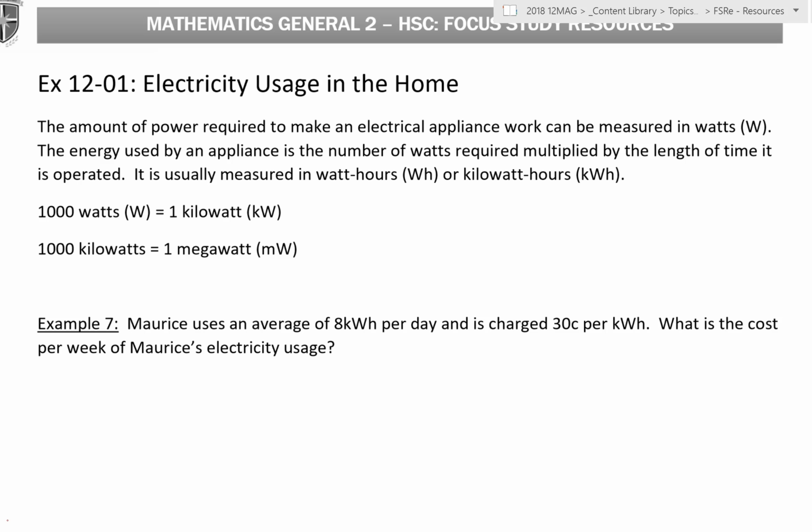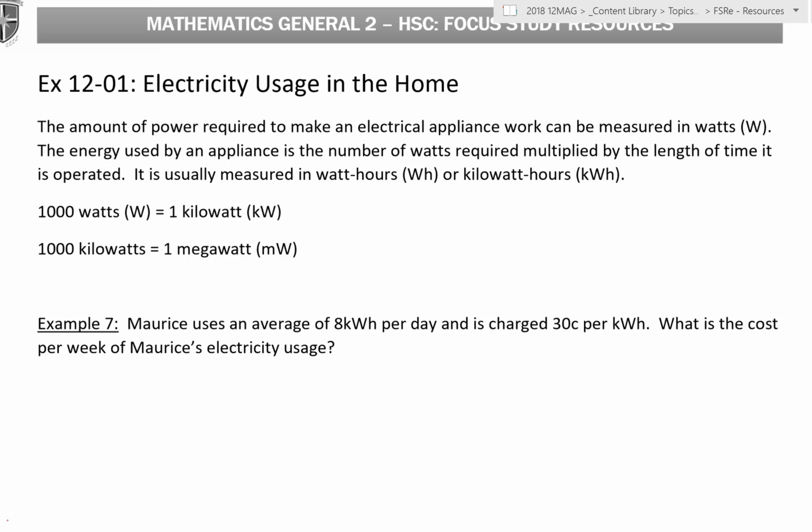How much energy we're using is different to power. How much energy we use is how many watts in what length of time. So to work out our energy consumption, as opposed to power, our energy consumption is the number of watts multiplied by the length of time.